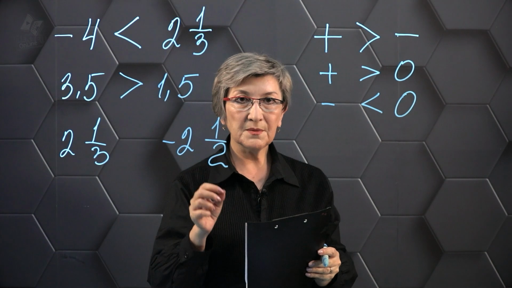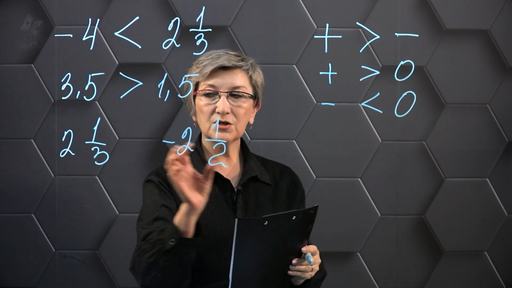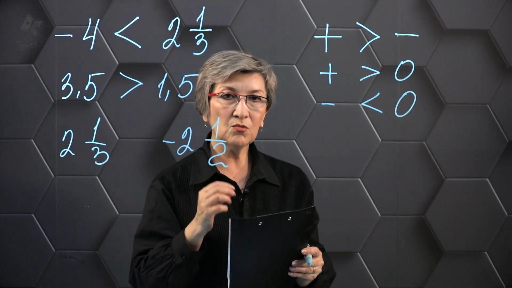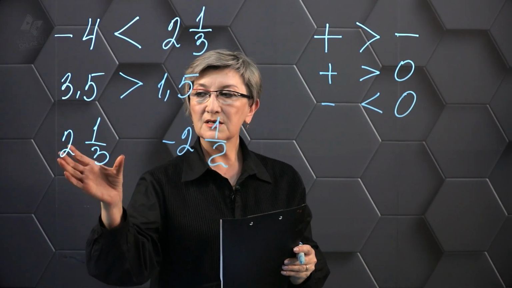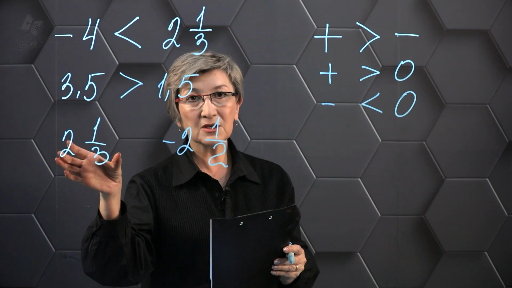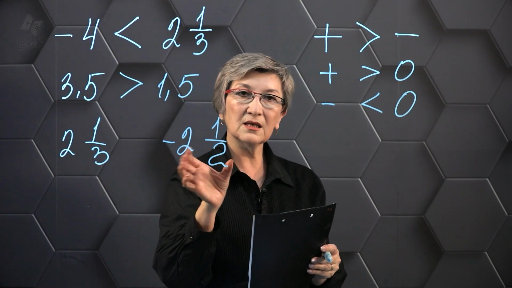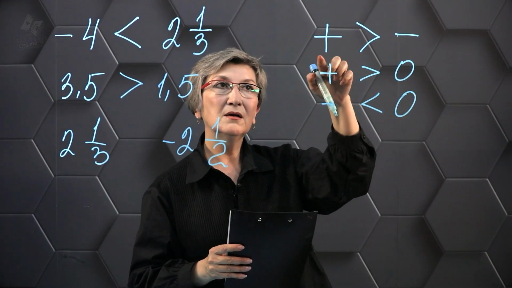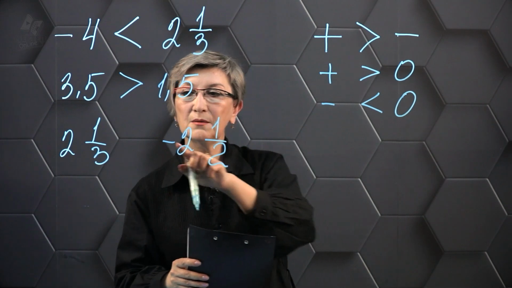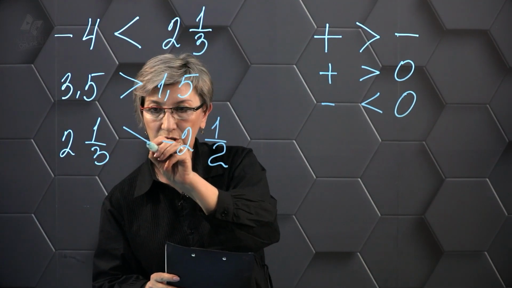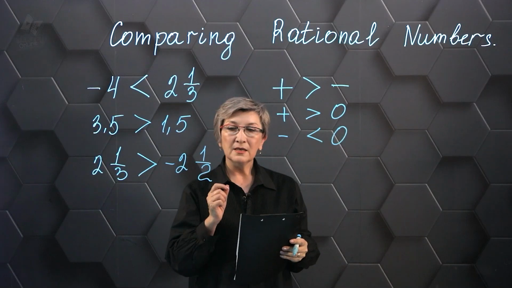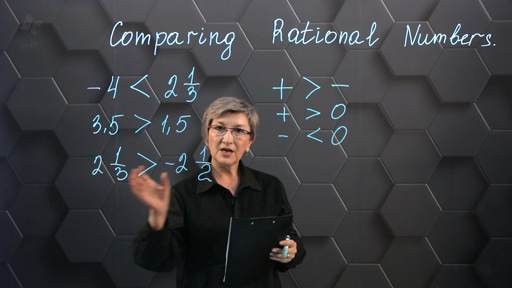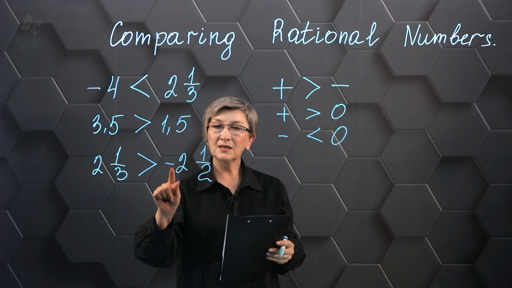In order to solve this example, very often you bring fractional numbers to the same denominator. You can do that, but we see that 2 whole 1/3 is a positive number and -2 whole 1/2 is a negative number. So using rule 1, a positive number is greater than a negative number. We will write that the positive number is greater than the negative number. Don't waste time solving these examples. Pay attention first to the sign in front of the number.